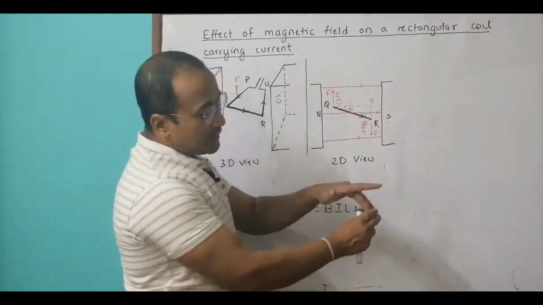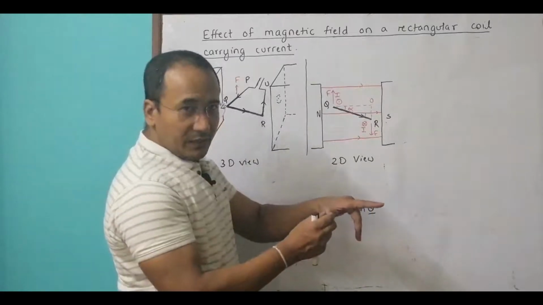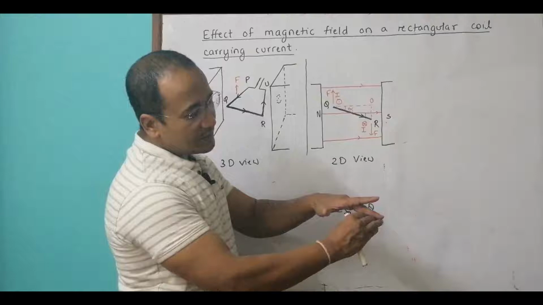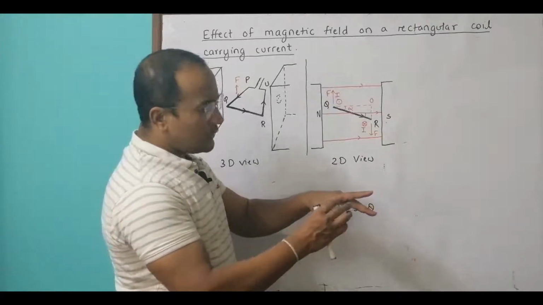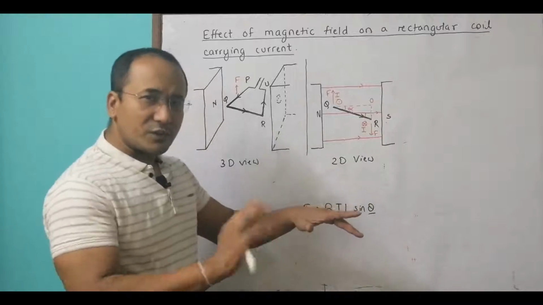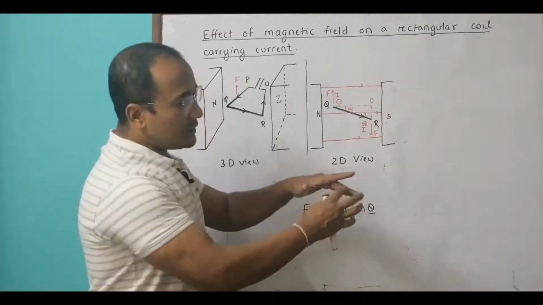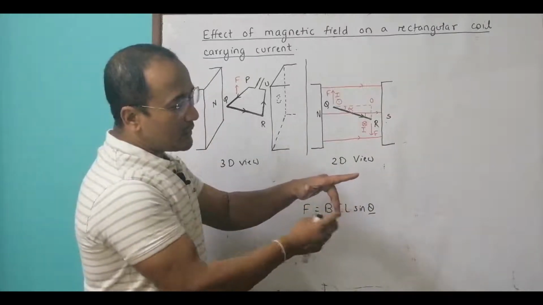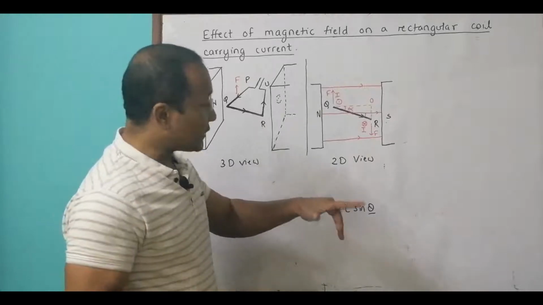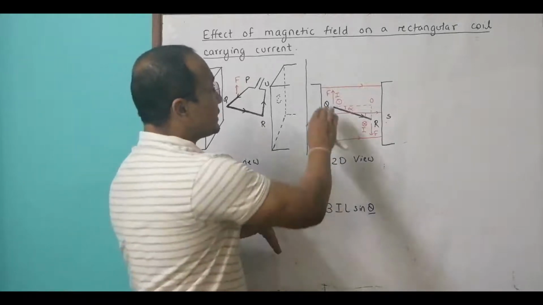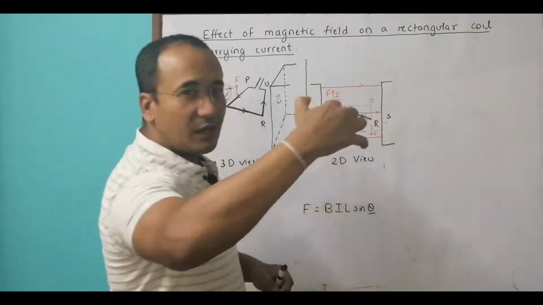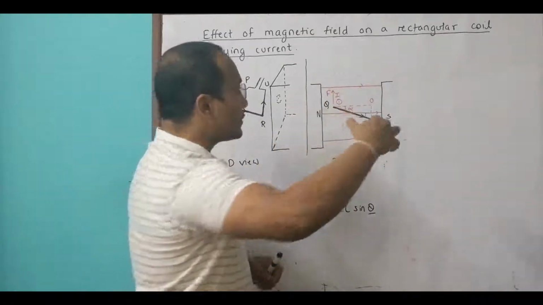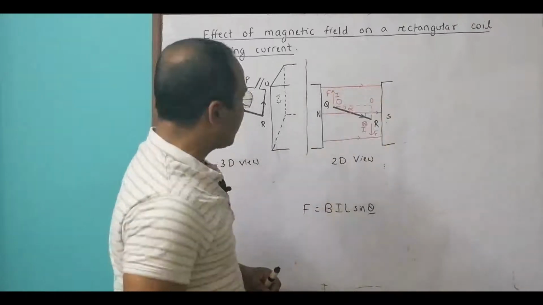The force depends on theta. If theta is large, the force will be high. If theta is less, the force will be less. But it has not been said that if theta is not 90 degrees, there will be no force. No, the force is there. Here it might be less force, and if we do like this, the force might be higher. So this QR will experience a force in this direction, towards the observer.